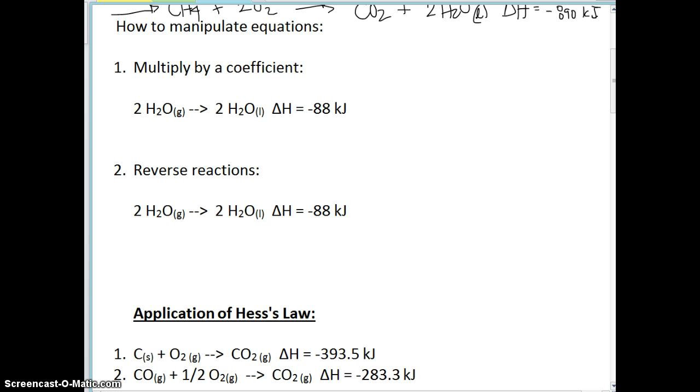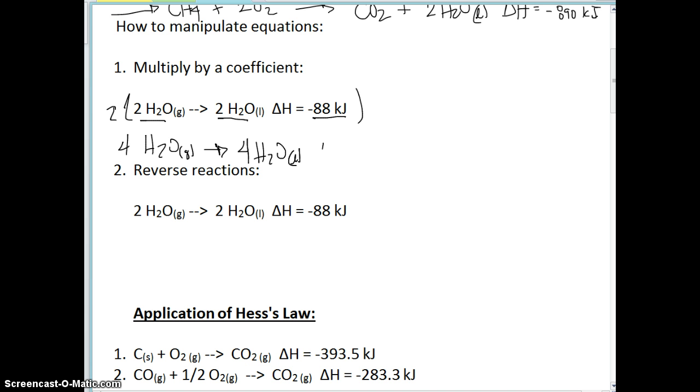So let's say we're using the same reaction, and we said multiply by a coefficient. If we have 2 moles or 2 molecules of gaseous water here, and we're forming 2 moles or 2 molecules of liquid water, we would have negative 88 kilojoules. Now, if we multiplied a coefficient, let's say we wanted 4 moles, so we multiplied this entire expression by 2, that is a 2 right there, so we get 4 H2O gas goes to 4 H2O liquid.